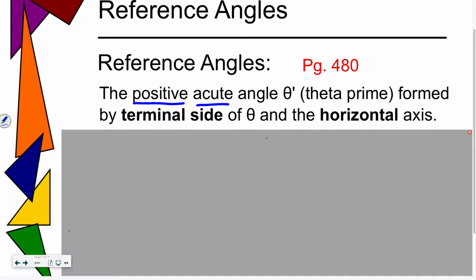What do you know about acute angles? Between 0 and 90. So I'm going to say theta prime is less than 90. Okay, so it's in between that. And we could also think about that in radians. It's between 0 and pi halves.